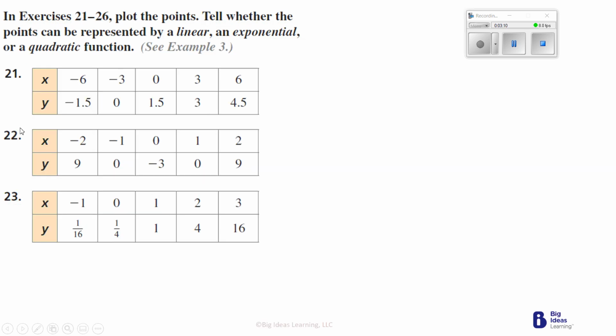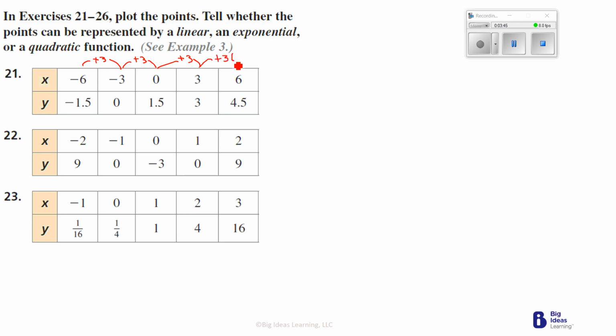This one says for 21 through 26, plot the points and tell whether the points can be represented by linear, exponential, or quadratic functions. So let's use what they gave us first. Let's look at the increase on top. We are adding 3 here, from -6 to -3. Then we're adding 3 again to get to 0. Again, we're adding 3. And once again, we're adding 3.